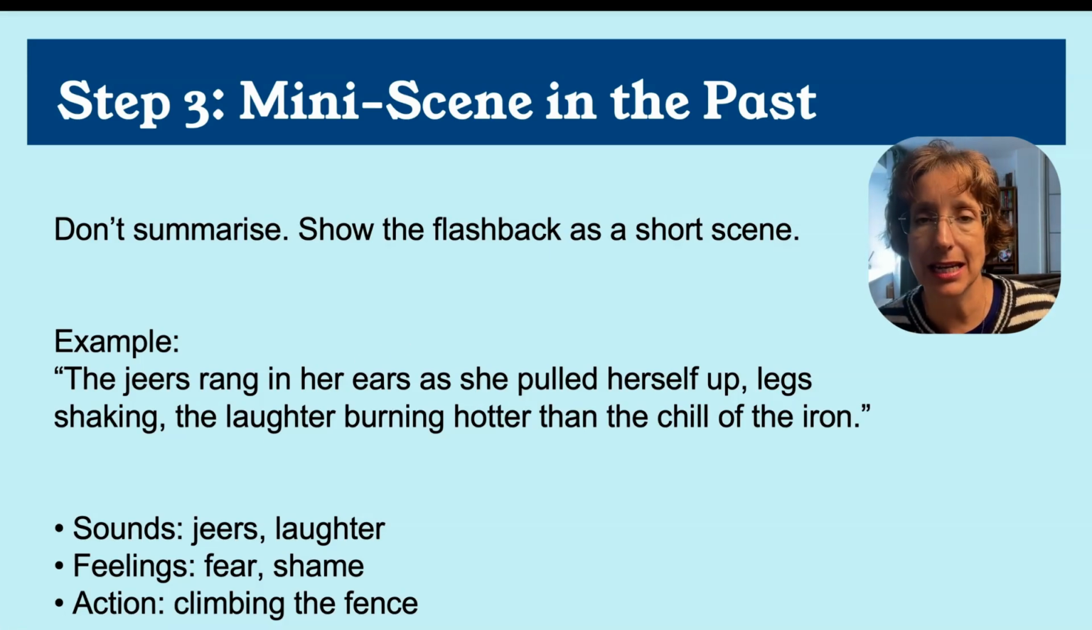It's this mini scene, 2 or 3 sentences in the past, but don't summarize it. Don't say this is what happened. She remembered when this and that happened. You actually want to have the scene. You want to write it as if it's happening. Sometimes people in the flashback actually write it in the present tense. You can do that. You don't have to do it, but that can give it the sort of immediacy as if it's happening now. This example isn't. It is written in the past tense, but you can see that it's not just a summary. It's actually as if it's happening.